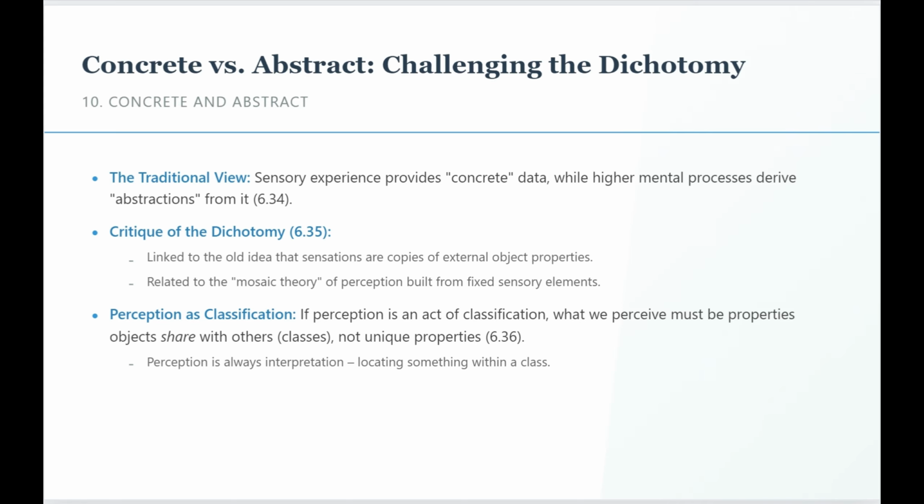If perception is fundamentally an act of classification, what we perceive must be properties that objects share with other objects, properties defined by our past experiences and classifications. We never perceive something in isolation. We always interpret it, placing it into a category. If something entirely new appeared, emitting novel signals, we wouldn't perceive it at all. We'd just have a jumble of unfamiliar impulses.